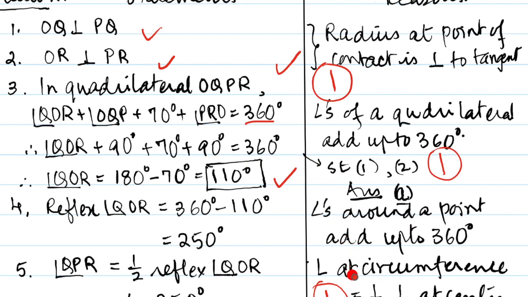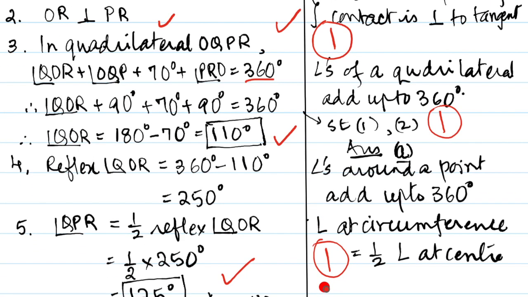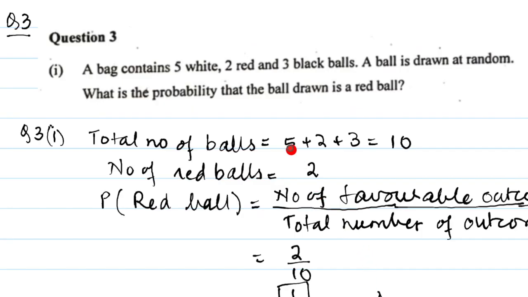Now I hope you got question number 2 fully right and you got 10 on 10. You can write in the comments if it is 10 on 10. Let's come to question number 3. A bag contains 5 white, 2 red and 3 black balls. A ball is drawn at random. What is the probability that the ball drawn is a red ball?